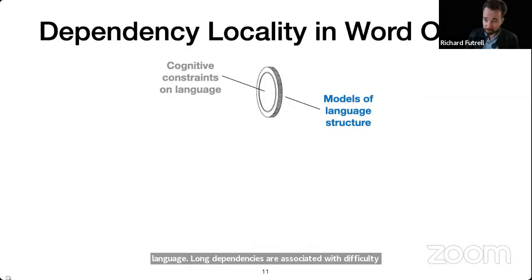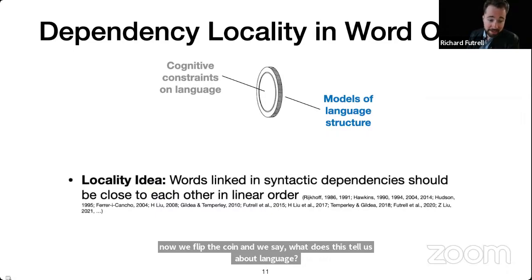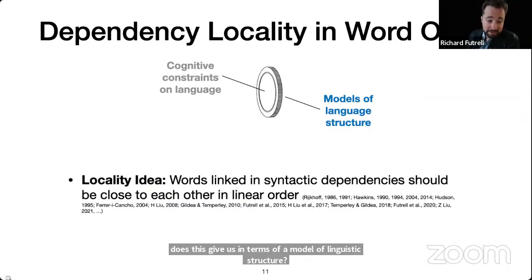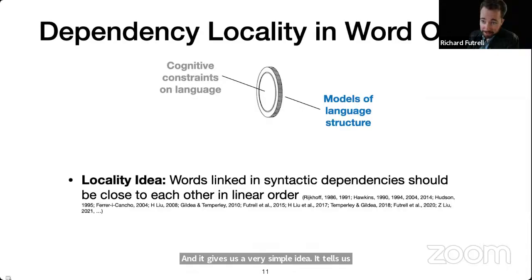And now we flip the coin and we say, what does this tell us about language? What does this give us in terms of a model of linguistic structure? And it gives us a very simple idea. It tells us that words that are linked in syntactic dependencies like this should be close to each other in their linear order. So word order should be structured to keep things close together, on average closer than they would be by chance, in order to avoid this difficulty in processing.